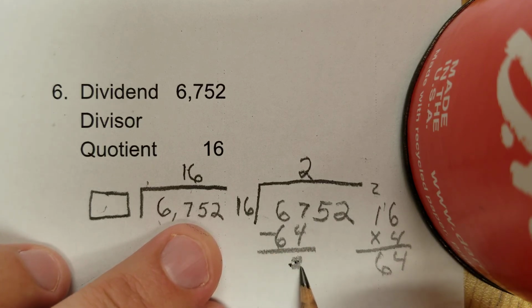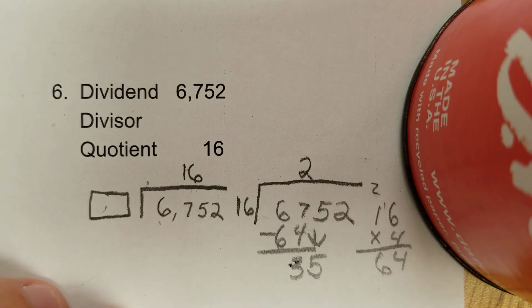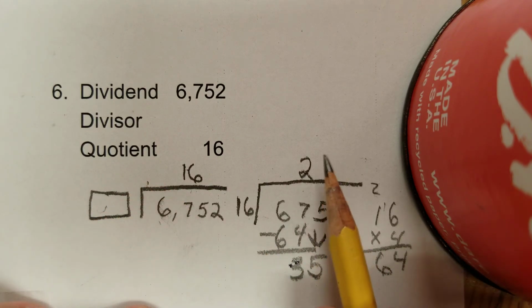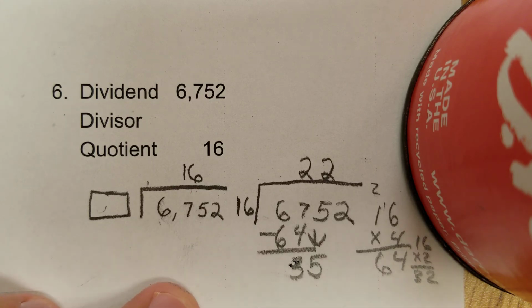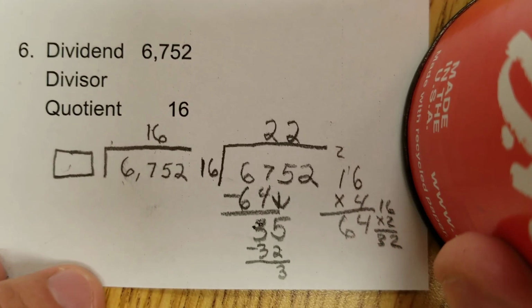7 minus 4 is 3. And I'm going to bring down my 5. You can do 6 minus 6. I just usually leave it blank. How many times will 16 go into 35? Well, I know it's 2 because 16 times 2 is 32. You can check my math if you want to. 2 times 16 is 32. I subtract. 5 minus 2 is 3. 3 minus 3 is 0. I'm just going to leave that alone.